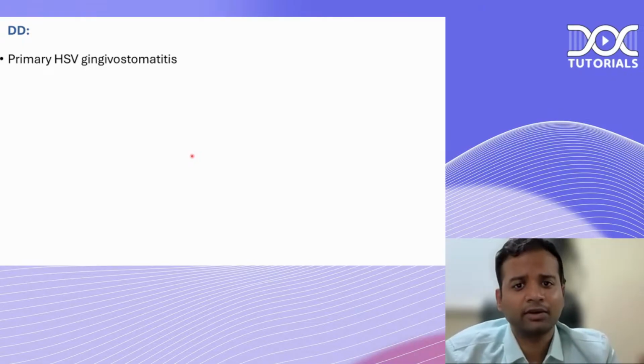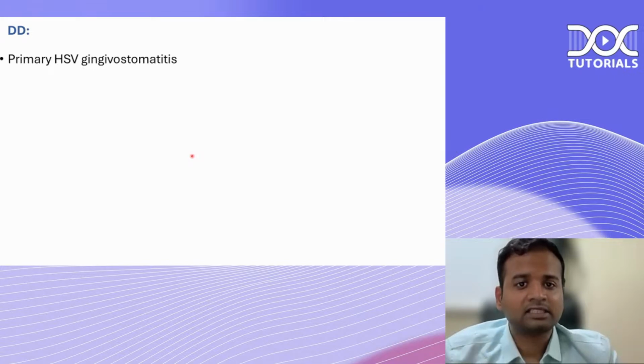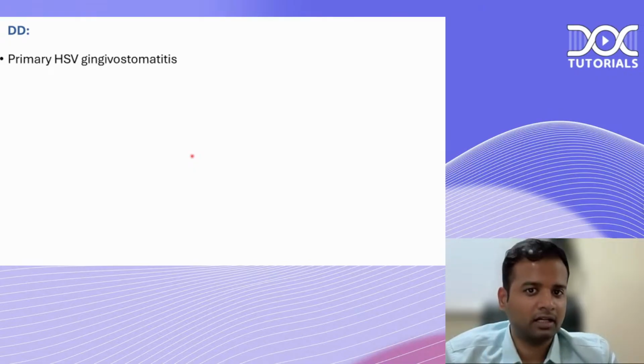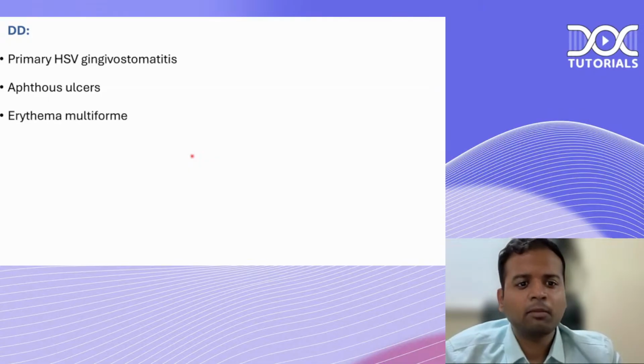So what are the other differential diagnoses? One important is primary HSV gingivostomatitis. As I have said to you earlier, in HSV gingivostomatitis, the HSV vesicles will be involving the gingivostomatal area, the gingivobuccal area. But HFMD most commonly does not involve the gingival areas. Aphthous ulcers are very common and are also seen, one of the differential diagnoses. And erythema multiforme also presents in a similar manner.